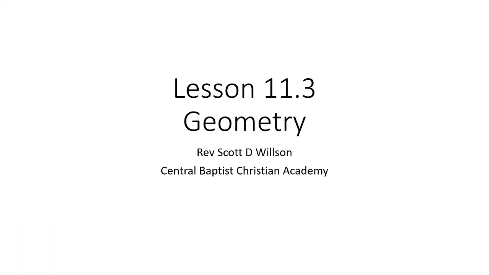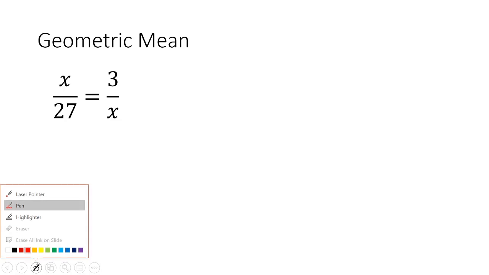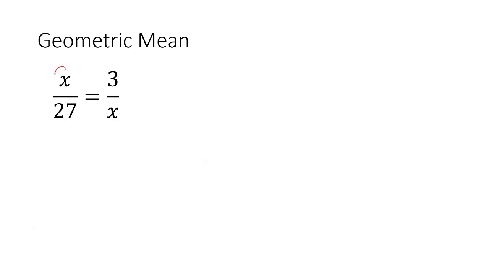This is 11.3, and today we're going to be working on something called the geometric mean. Mean usually has the idea of being an average, and so this time what we're going to be working on is what happens when you have a pair of x's across the proportion.